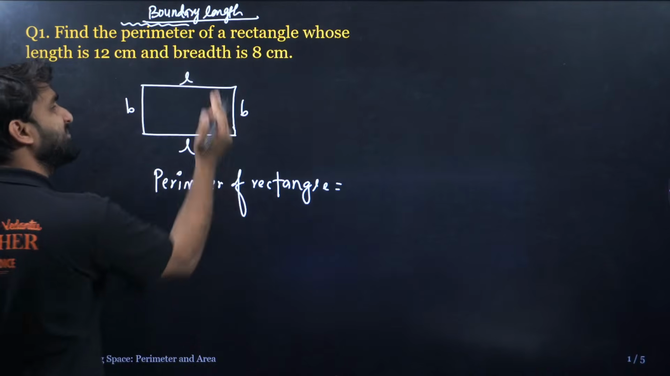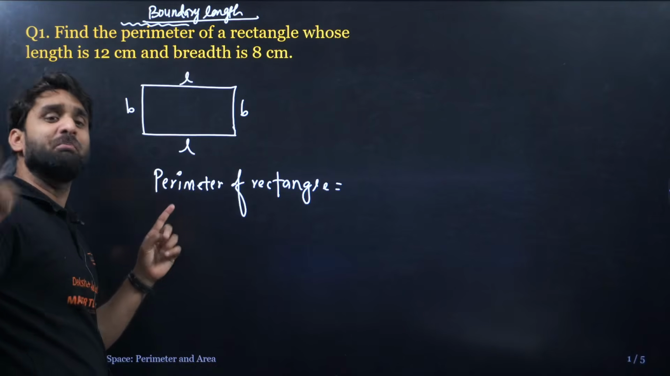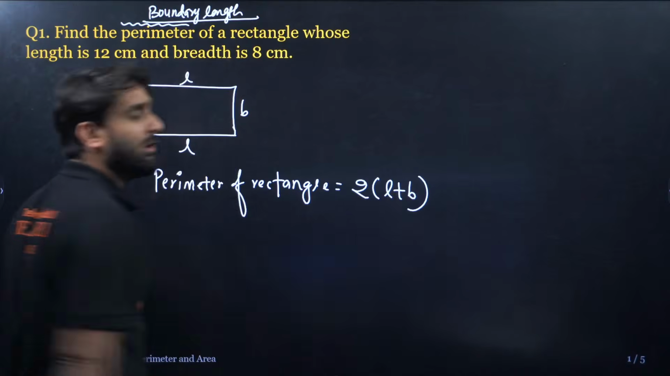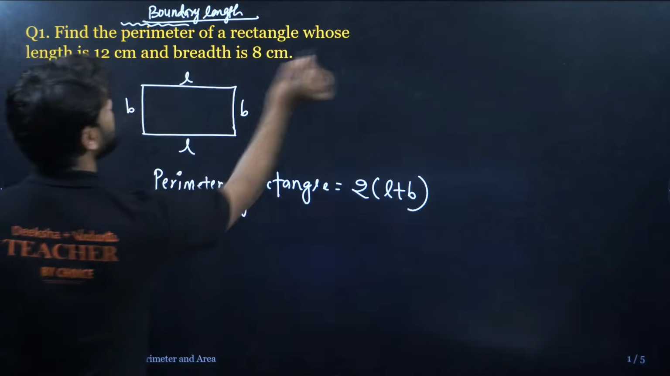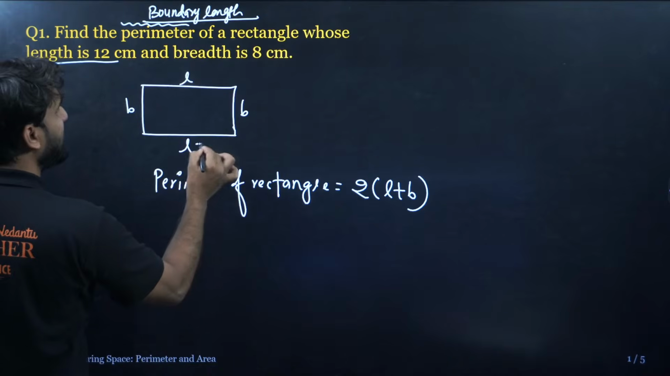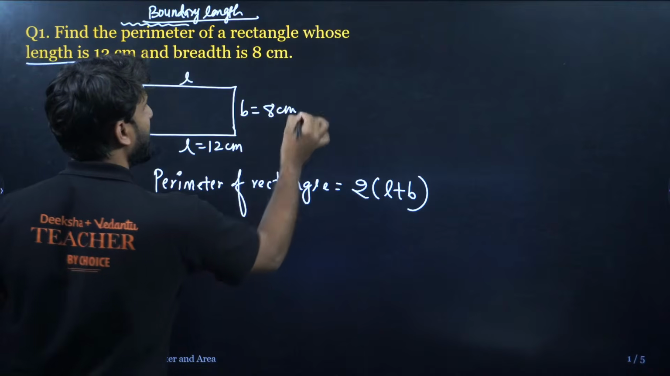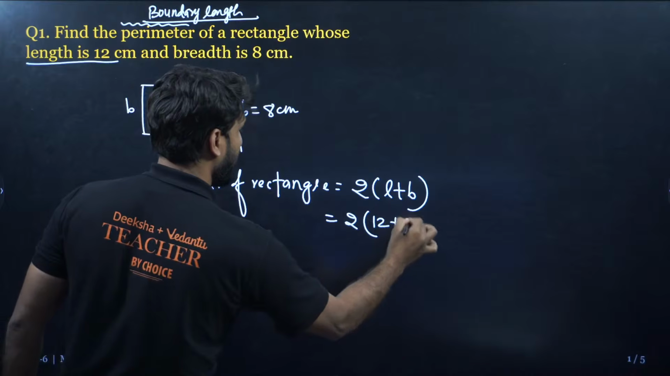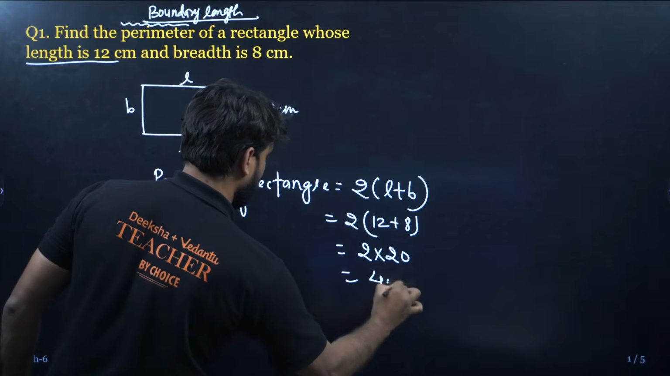So L plus B plus L plus B. Both are coming 2 times, L is 2, B is 2, so we can take 2 common. So the formula will look like 2 into (L plus B). This is the formula for perimeter of a rectangle. Now in this question, length is given as 12 centimeter and breadth is given as 8 centimeter. Now you can put the values here. So 2 into (12 plus 8), so 2 into 20, and this will be 40 centimeter.